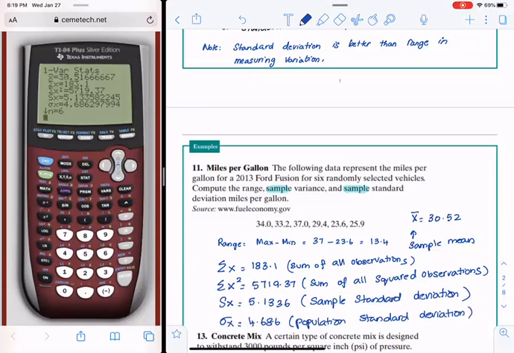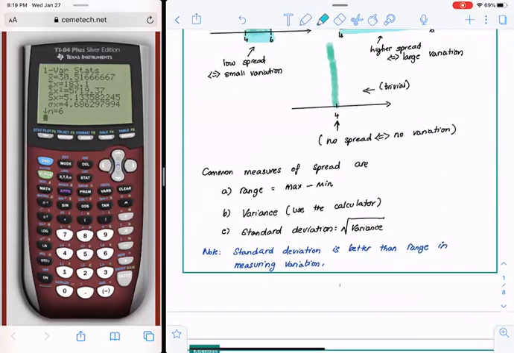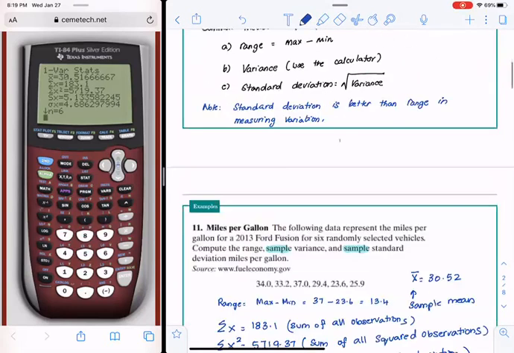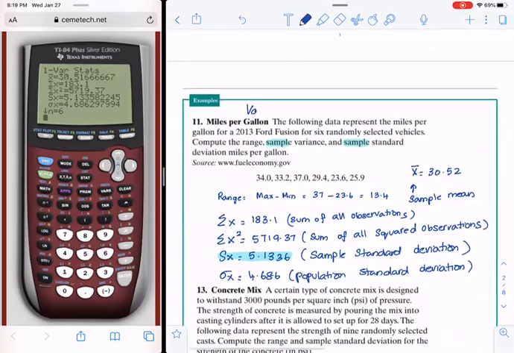Now, how do we find the variance? We know the sample standard deviation is 5.1336, and variance is simply the square of the standard deviation, because the standard deviation is the square root of the variance. So I guess I'll write it up here. Variance is the square of standard deviation.